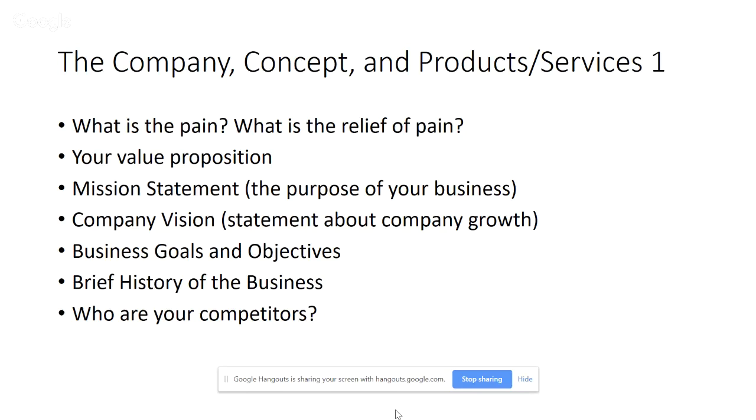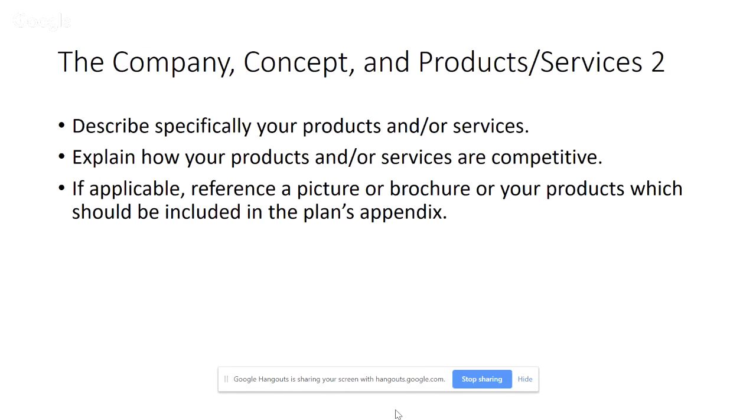After reading this section, your reader should know what the business is and what it stands for. The reader should have a perception of the company's growth and potential. They should know what your specific goals and objectives are, and have good background information about the company. At the same time, they should know who your competitors are, and looking at your competitors, they should also know how you're different from them. Therefore, it's very important to describe specifically what your products and services are.